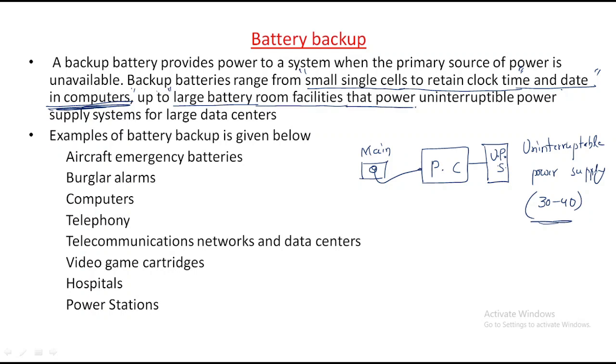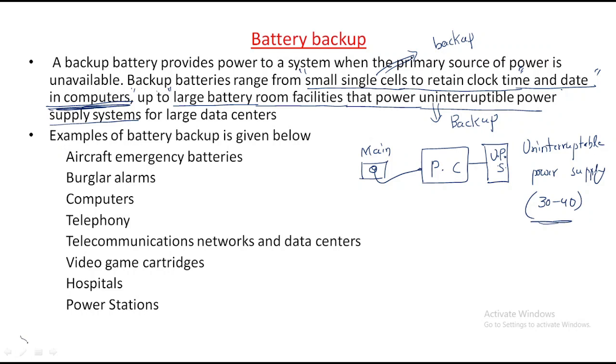room facilitates that power UPS supply system. This is also a backup. Small single cells are one type of backup, and this large battery UPS is also one backup. For maintaining the clock and time we have a backup, and for large batteries also we have a backup. So it is the battery backup. Simply, whenever the power supply is not available, the work of any electrical load is done by using the battery backup. This battery is used as our backup supply. Backup means whenever the main is not available, it will be useful.